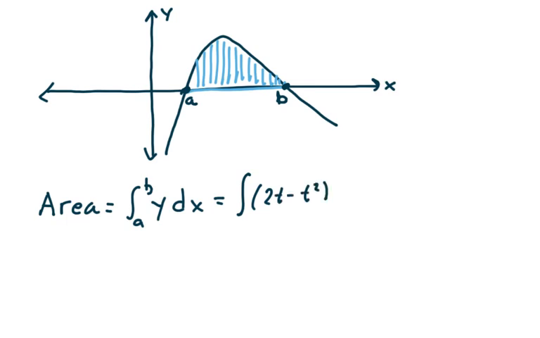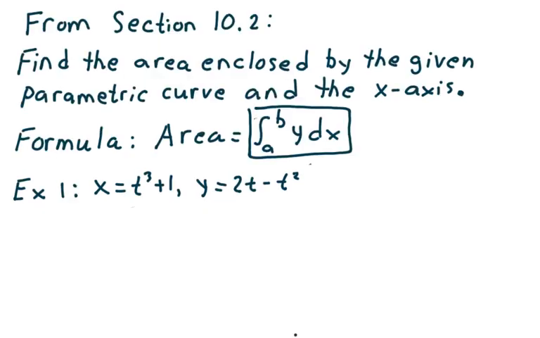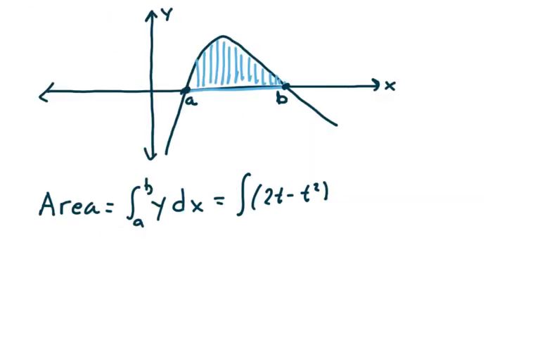Notice I'm trying to transform this integral in terms of t. Now, dx, which we can figure out over here, is 3t squared dt. So I'm going to replace dx with 3t squared dt.